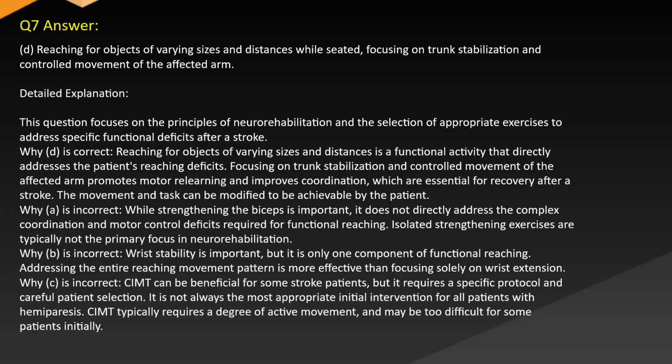A is incorrect. While strengthening the biceps is important, it does not directly address the complex coordination and motor control deficits required for functional reaching. Isolated strengthening exercises are typically not the primary focus in neurorehabilitation. B is incorrect. Wrist stability is important, but it is only one component of functional reaching. Addressing the entire reaching movement pattern is more effective than focusing solely on wrist extension.